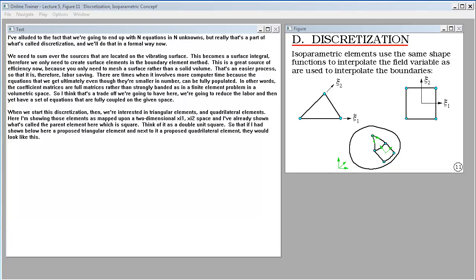When we start this discretization, we're interested in triangular elements and quadrilateral elements. Here I'm showing those elements as mapped upon a two-dimensional ξ1, ξ2 space, and I've already shown what's called the parent element here, which is square. Think of it as a double unit square. So if I had, as shown below here, a proposed triangular element and next to it a proposed quadrilateral element, they would look like this.